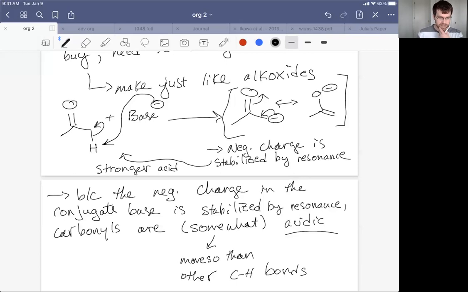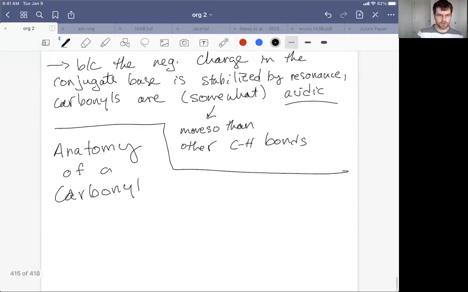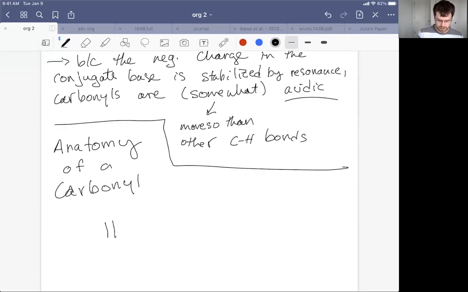Okay, so that's the point. Now, it's actually helpful to break down some positions relative to this position on carbonyls. So I'm going to talk about, it's a funny use of the word anatomy, but I think it works, the anatomy of a carbonyl. So let's look at a typical carbonyl, and I'm going to pick on an aldehyde here. I'm going to make this nice big structure.